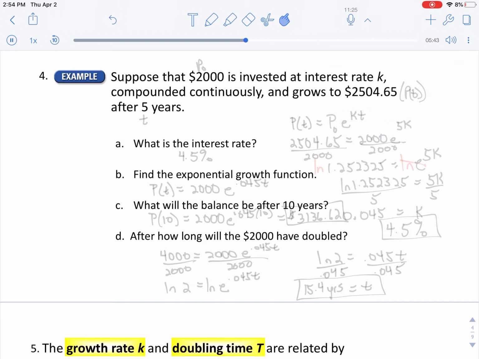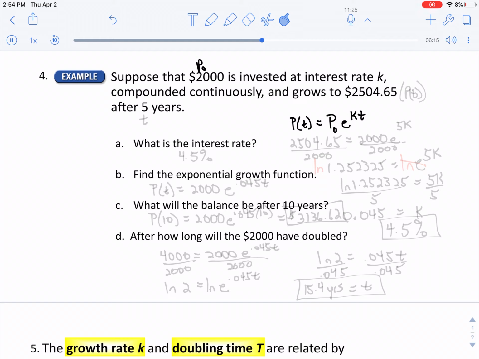This is section 5.6, problem number 4. For this problem, we're again going to use that formula that was given at the beginning of this section. That formula would be P sub t equals the initial population, P sub 0, e to the kt power. Now, let's look at what everything is. This 2,000 is our initial amount invested, so that's P sub 0. The interest rate is k, we don't know it.